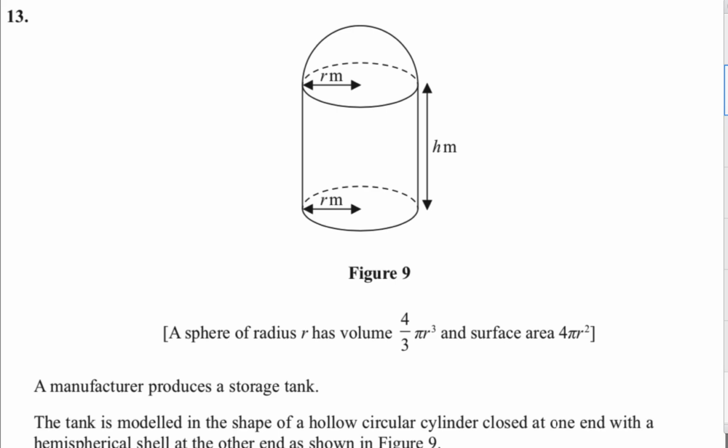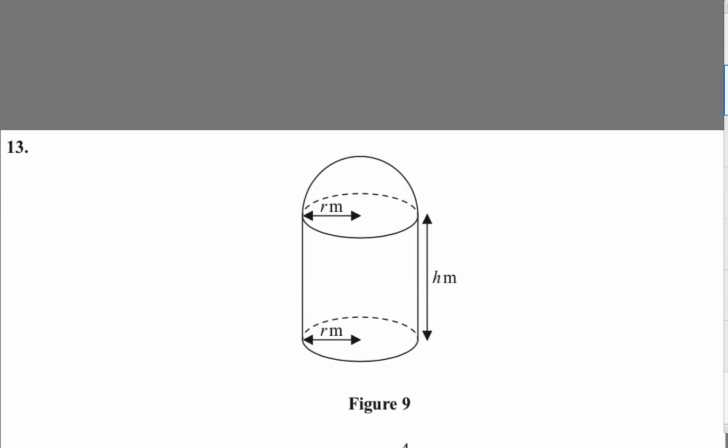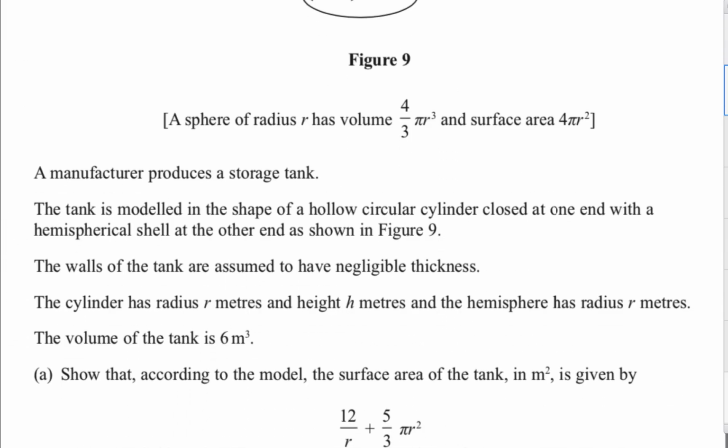Okay, question 13 has given us a storage tank made by a cylinder with a hemisphere on top. The walls of the tank have negligible thickness. The cylinder has a radius r and a height of h. The hemisphere has a radius of r. The volume of the tank is 6 meters cubed.